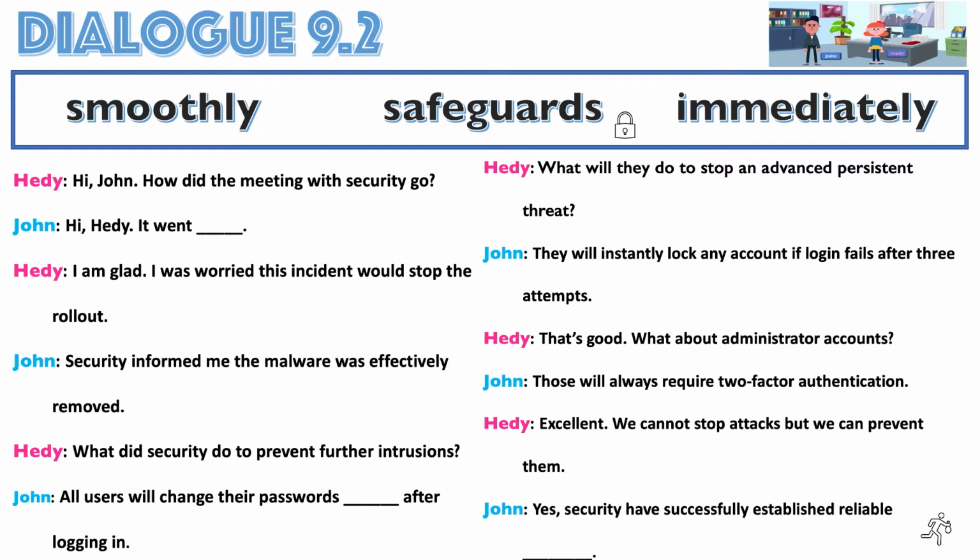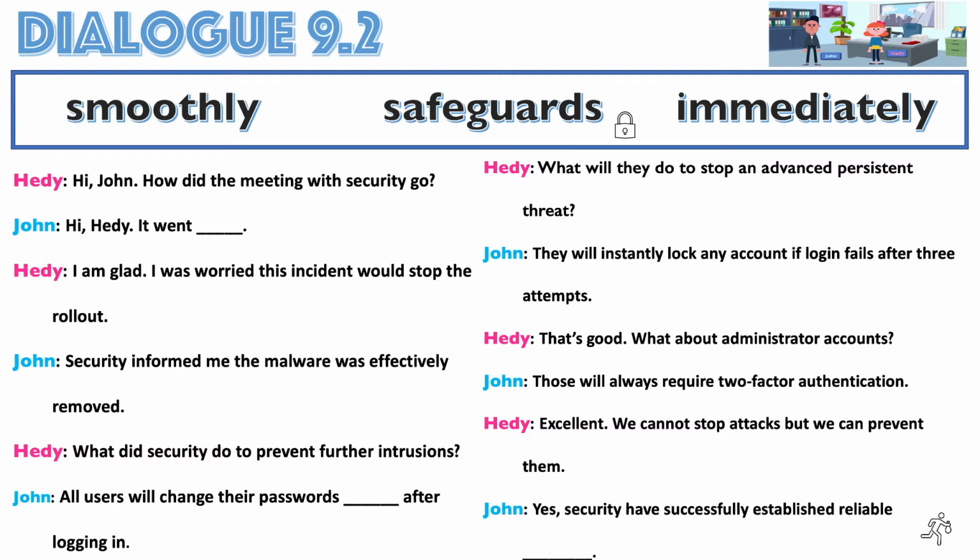What will they do to stop an advanced persistent threat? They will instantly lock any account if login fails after 3 attempts. That's good. What about administrator accounts? Those will always require 2-factor authentication. Excellent. We cannot stop attacks, but we can prevent them. Yes, security have successfully established reliable safeguards.